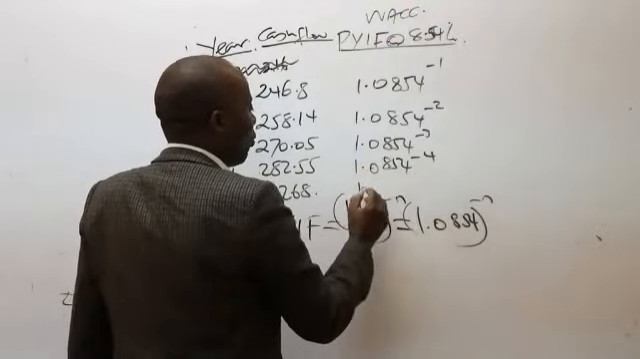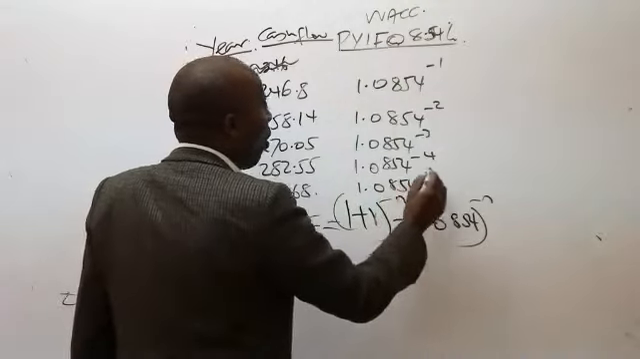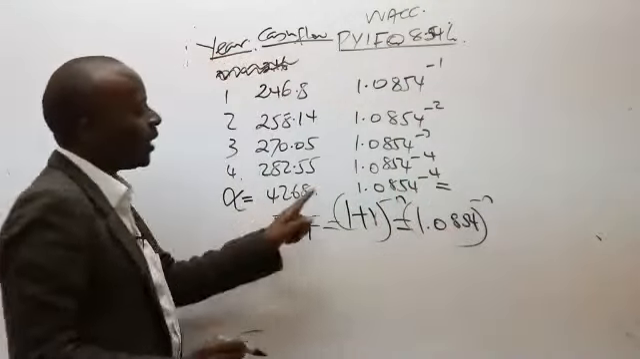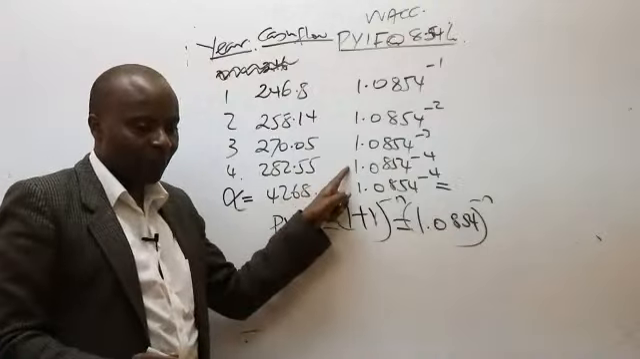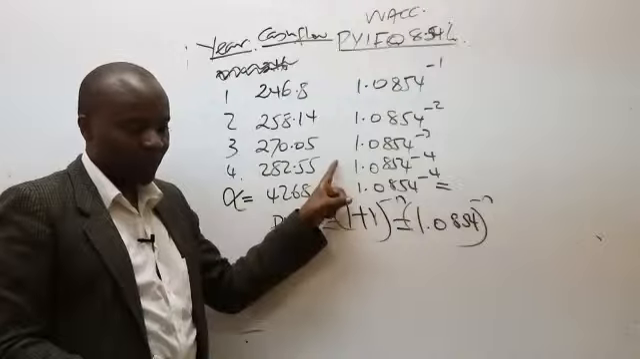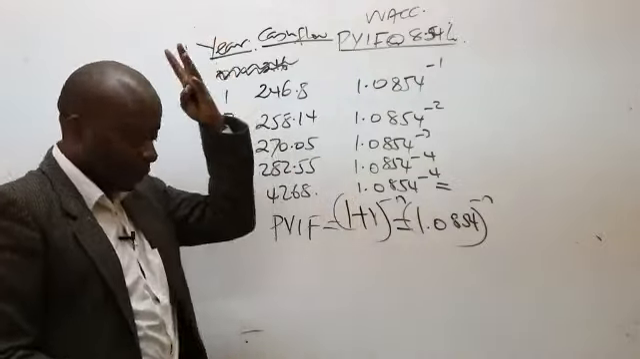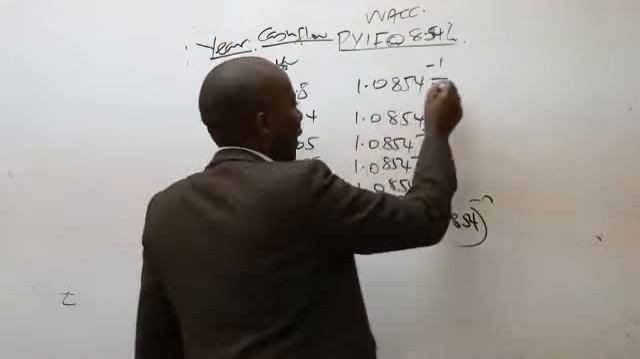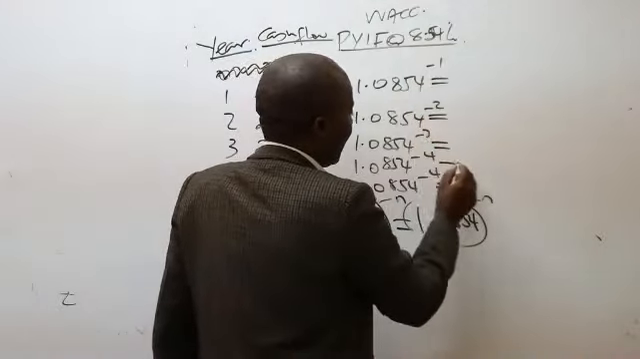We have 1.0854 raised to minus, and remember, for infinity, we always repeat the figure that we have up there. So for four decimal places, for these PVs, could you kindly give me these figures?